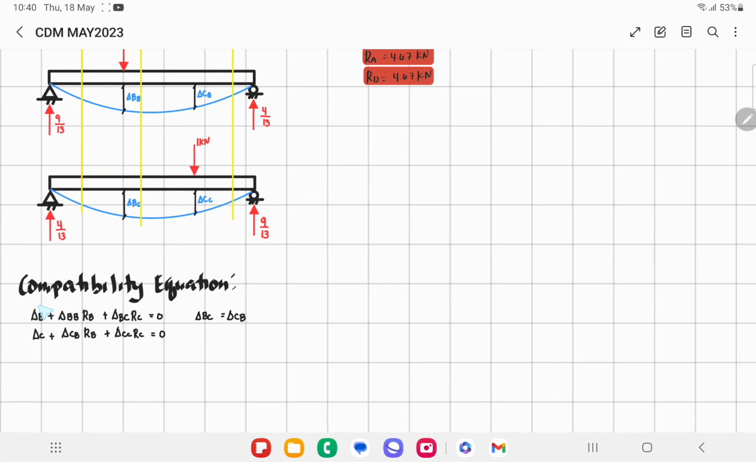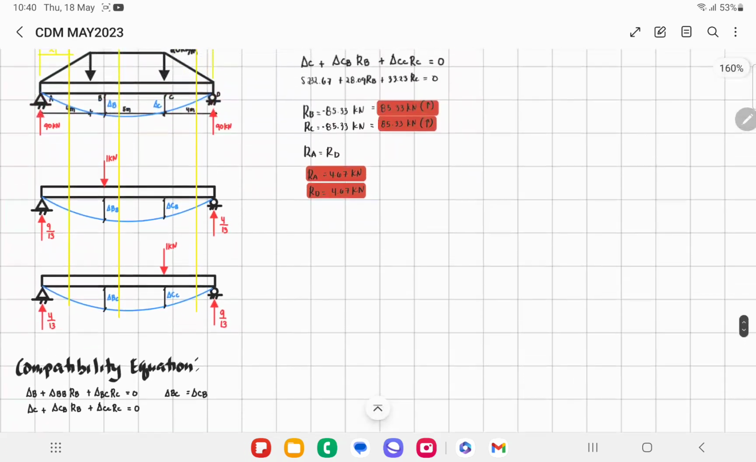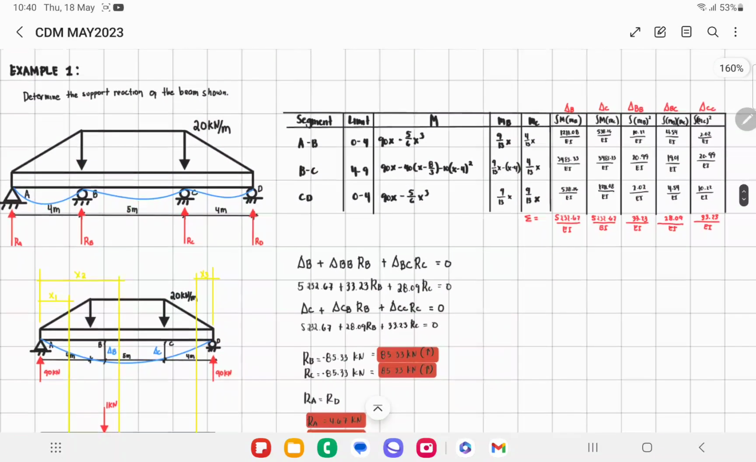Yung mga ating unknown sa compatibility equations. So delta B plus delta BB, delta BB, delta BC. Okay, so 1 2 3 4. So delta BC same lang din naman yan. So we have to find out 1 2 3 4 5. So 5 unknowns. Okay, so we have to solve those 5 unknowns.